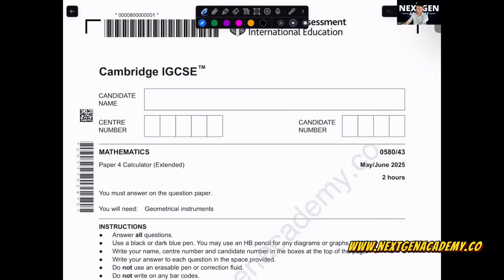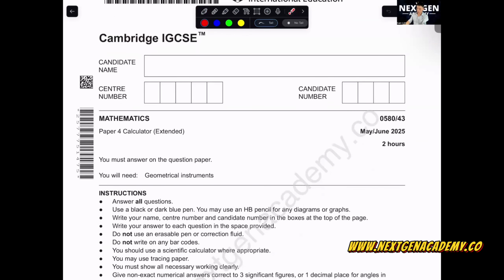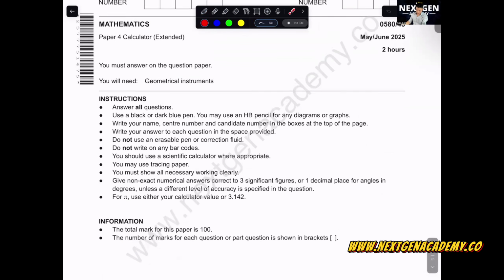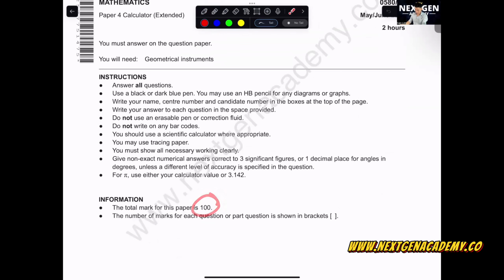Alright, okay, welcome back my NextGen family. Today we are going to go through the last paper for this variant, paper 4.3. This is the May-June 2025. Have your calculator with you. Everyone go get your calculator. And this is a 100 marks paper.